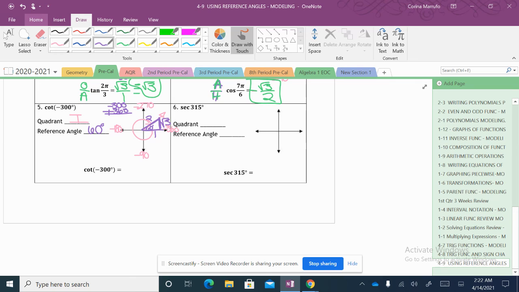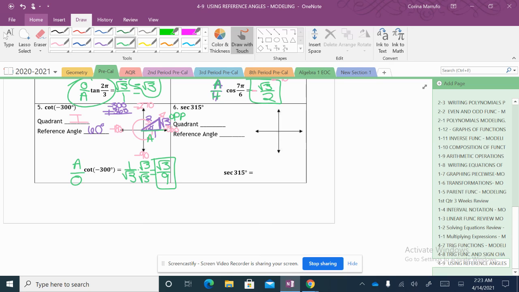And then cotangent is the opposite of tangent. So instead of being opposite over adjacent, it'll be adjacent over opposite. So this is my adjacent, and this is my opposite. My adjacent is 1, my opposite is the square root of 3. And so we can't leave our answer like that. We do need to change it into simplest radical form. So I need to multiply the top and the bottom by the square root of 3, which gives me the square root of 3 over 3.